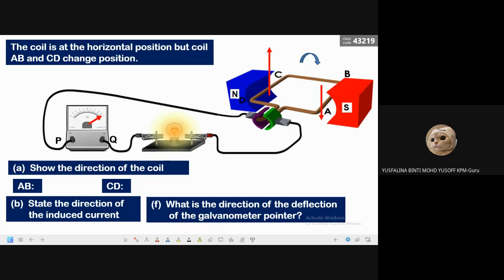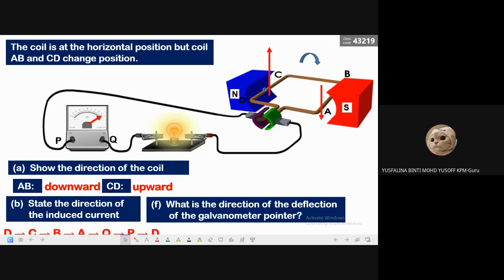Okay, in this one they change sides, you can see, right? Because they rotate, the AB here goes to where CD was, and the CD goes to where AB was. Again, we use Fleming's right hand rule to find the direction of the current. Your AB goes downward, your CD goes upward.